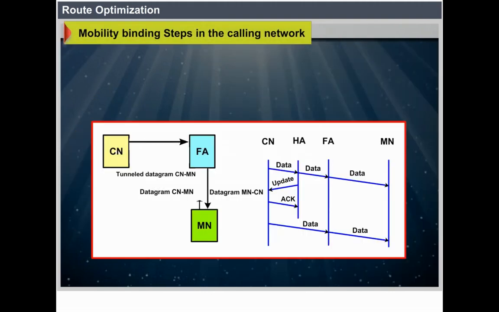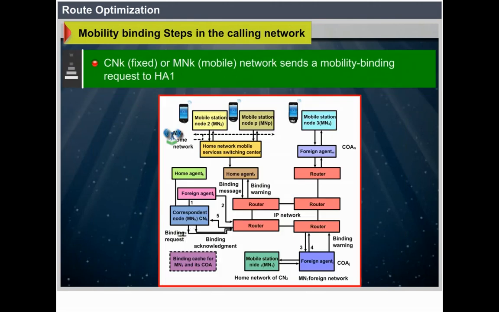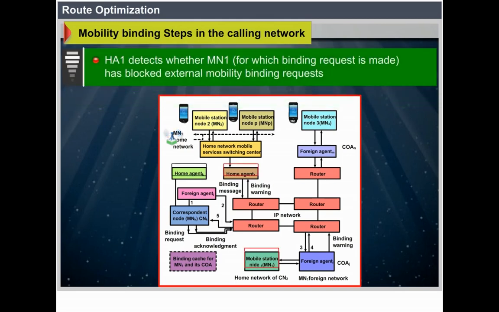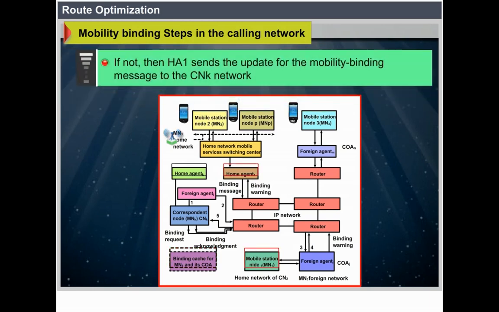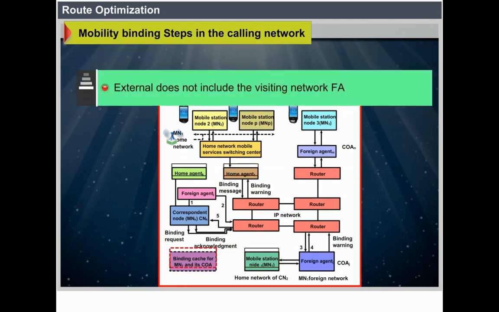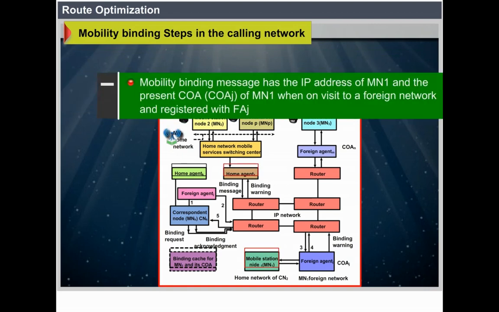Mobility binding steps in the calling network. CNK fixed or MNK mobile network sends a mobility binding request to HA1. HA1 detects whether MN1, for which the binding request is made, has blocked external mobility binding requests. If not, then HA1 sends the update for the mobility binding message to the CNK network. External does not include the visiting network FA.